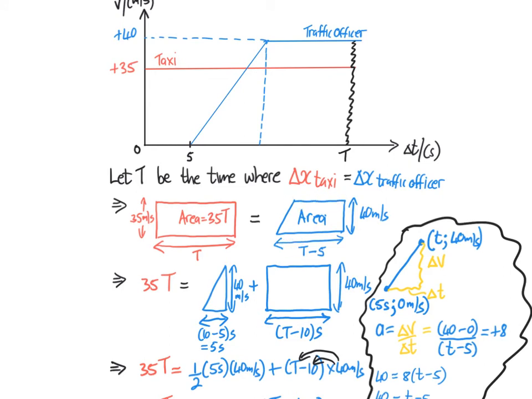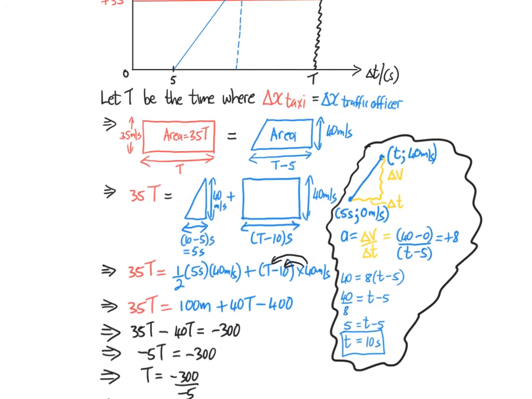So what I'm going to do is rather deconstruct this area into a triangle and a rectangle. I'm breaking it up into two simpler areas. The height of the triangle is 40 meters per second. The base of it, well, I'm going to define this point here as little t, and on the side here, I'm going to work out little t.